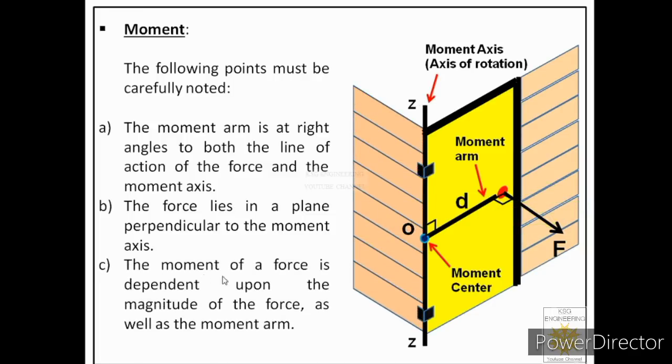Next point is the moment of a force is dependent upon the magnitude of the force as well as the moment arm. Of course, when we calculate the turning effect or the moment of this particular force, we know that it is equal to the product of the magnitude of the force and the perpendicular distance. So, the moment is dependent upon the magnitude of the force as well as the moment arm.